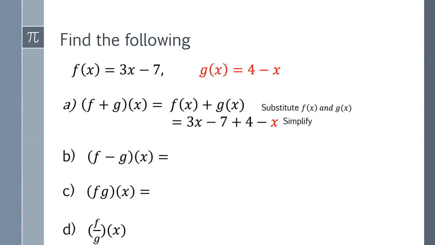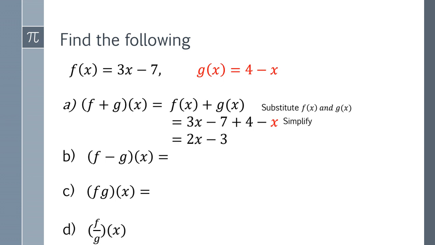Simplify means just combining my like terms. So I have a 3x and a minus x, that's going to give me a 2x, and the minus 7 plus 4, that's going to give me my negative 3. So the addition of f plus g means just the addition of these two functions. My outcome is 2x minus 3, okay?